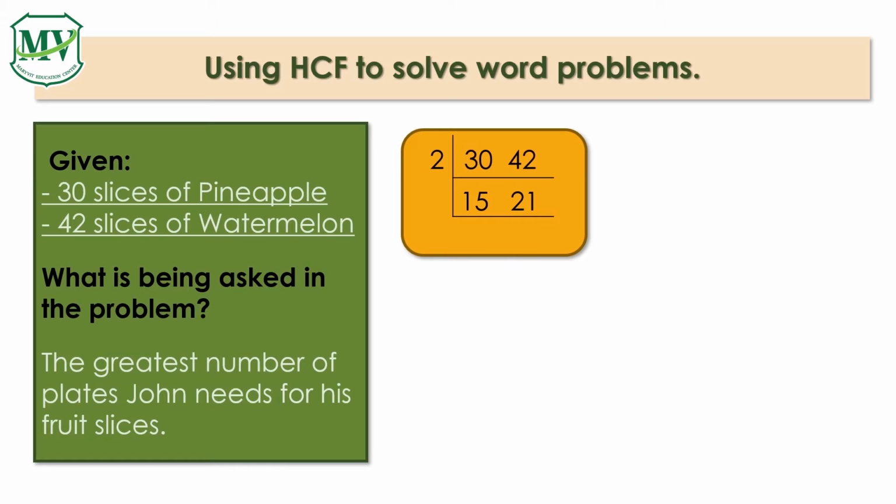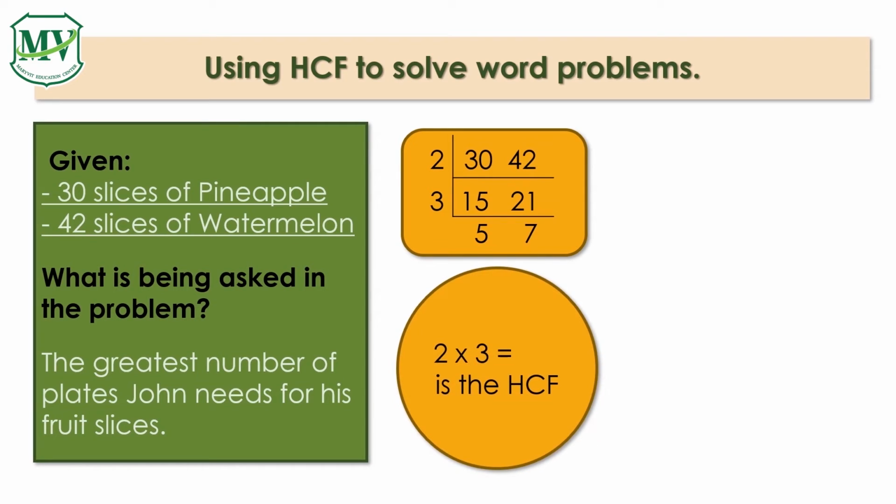Now, can we still use 2 to divide 15 and 21? No, we can't. So let's proceed to the next common factor. We have 3. 15 divided by 3 is 5, and 21 divided by 3 is 7. We will stop since there is no more common factor to divide except 1. Next, let's multiply the divisors of 2 and 3. 2 times 3 is equal to 6. So, the HCF is 6, and 6 is the greatest number of plates John needs to equally divide his fruit slices.